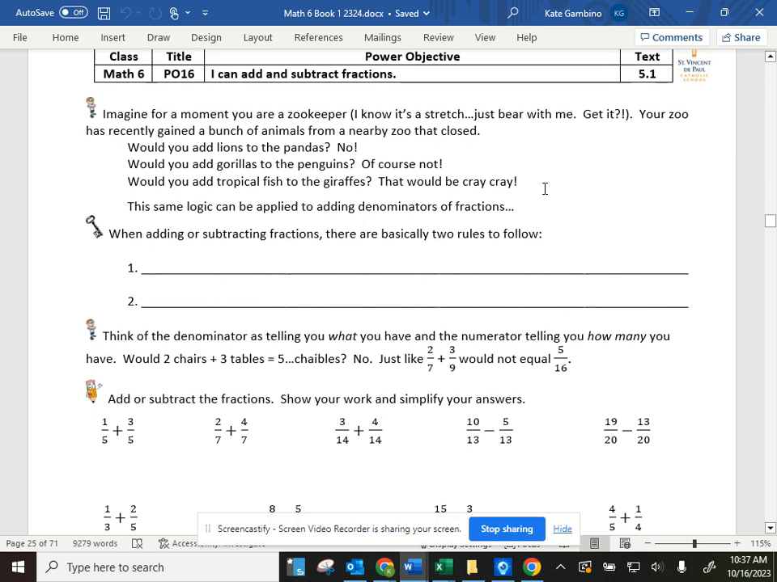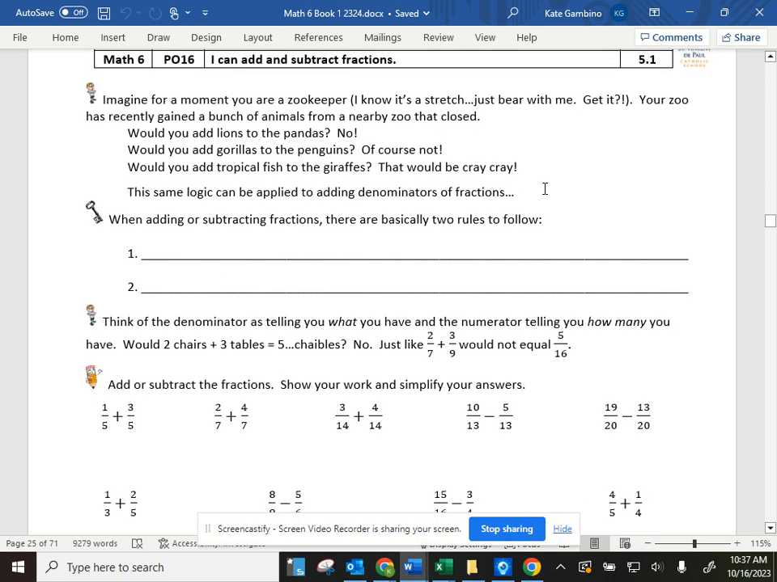Good morning. Today we are working on PO16. I can add and subtract fractions. So we're continuing on working with those fractions.